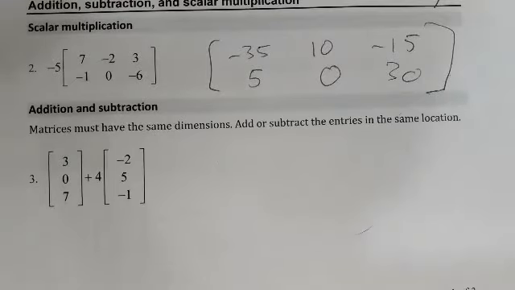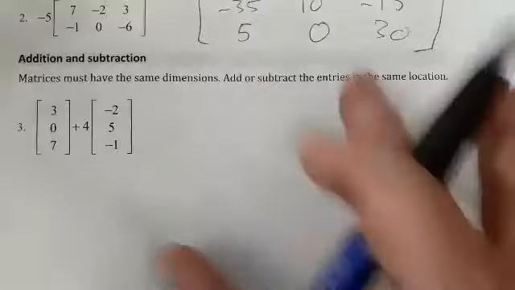Matrices must have the same dimensions to add or subtract them. So if we're going to add or subtract, what does it say? Add or subtract the entries in the same location. Okay, so that's a good way to describe it.